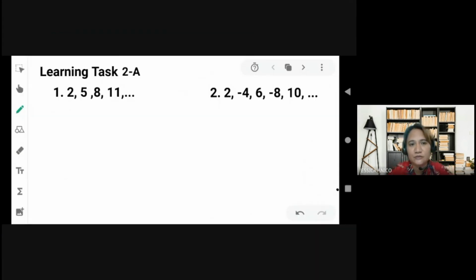We will have more of this example later. Let us proceed to learning task 2A. So, again, this is not a required output. I will answer this practice problem. Nag-iwan din ako sa inyo na iba to try. For number 1, we have 2, 5, 8, and 11. So, is it an arithmetic sequence?